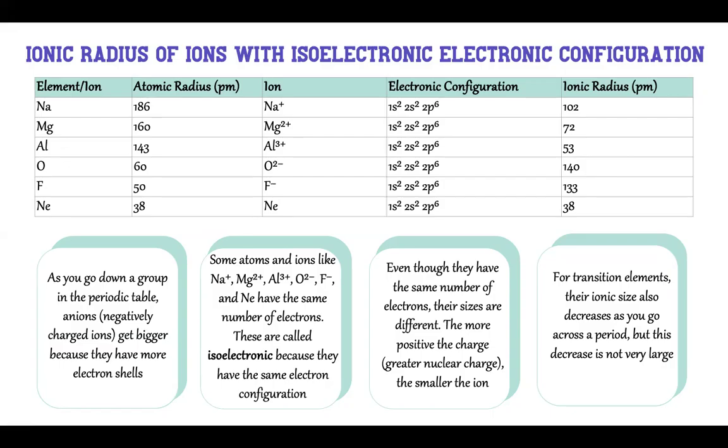Even though they have the same number of electrons, their sizes are different. The more positive the charge, the greater the nuclear charge, and the smaller the ion. For transition elements, the ionic size also decreases as you go across the period, but this decrease is not very large.